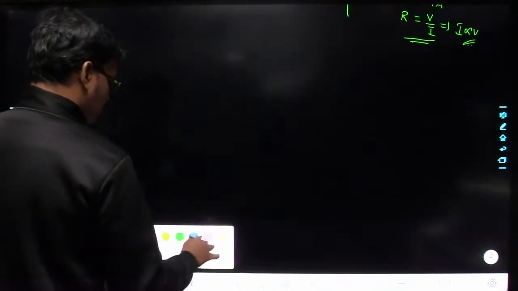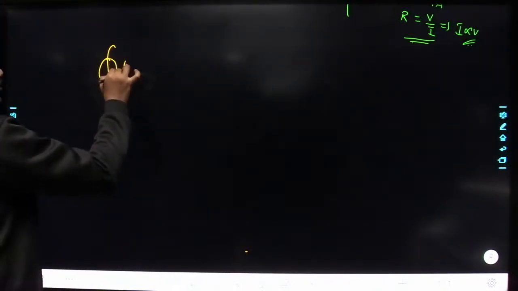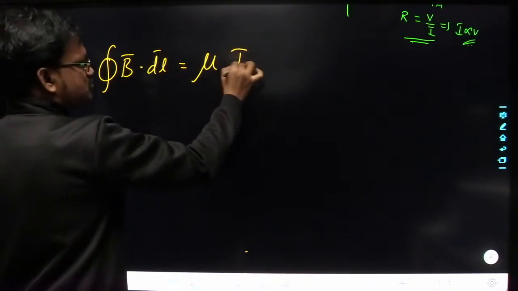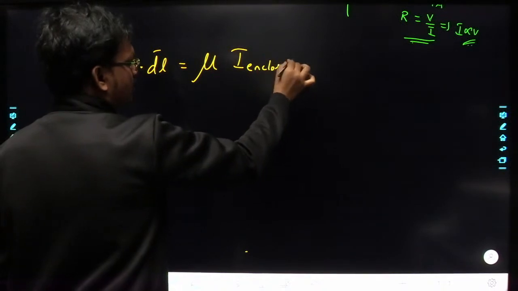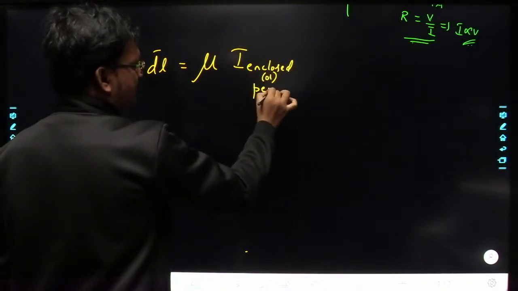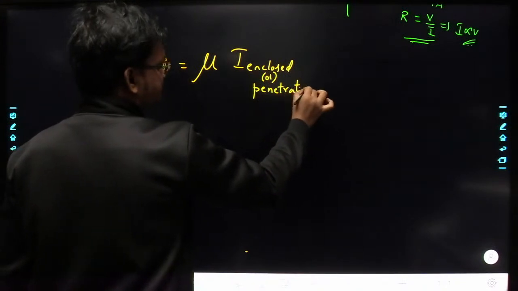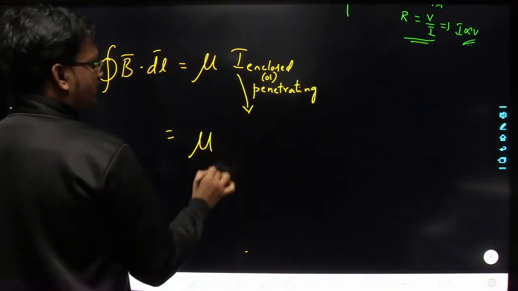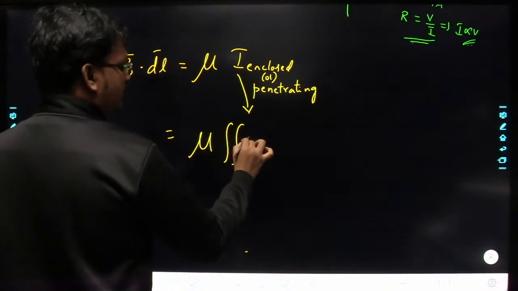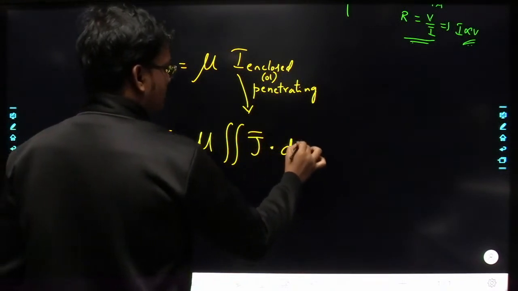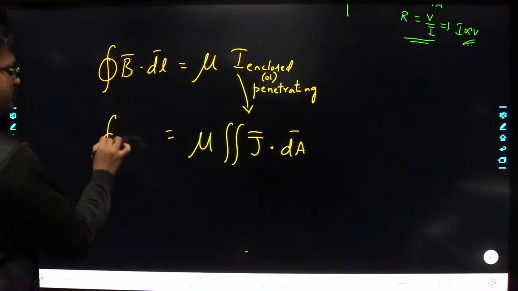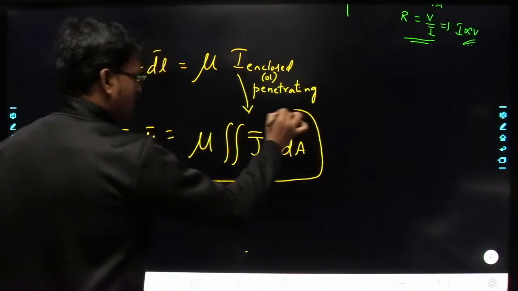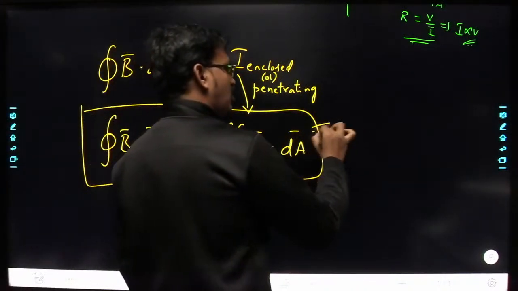See here, coming to Ampere's law. We have seen that the circulation of the B field around any closed loop is equal to mu times I enclosed, or I penetrating. Now how can you represent this I here? I is nothing but double integral J bar dot dA bar. So the circulation of the B field around any closed loop you can represent in this manner. This we call the integral form of Ampere's law.